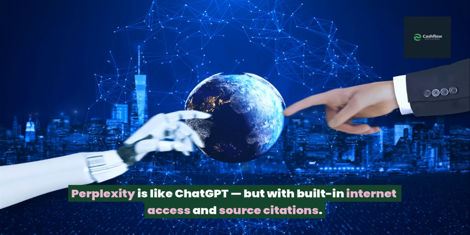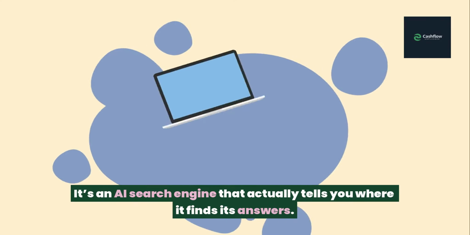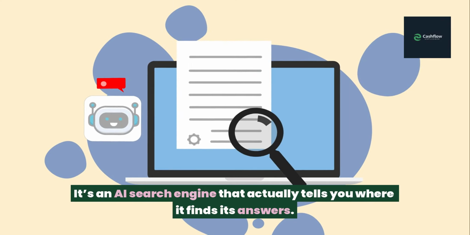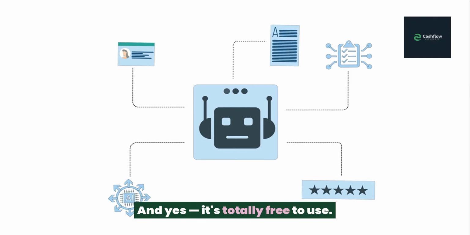Perplexity is like ChatGPT, but with built-in internet access and source citations. It's an AI search engine that actually tells you where it finds its answers. That makes it perfect for research, blog outlines, YouTube scripts, and affiliate content. And yes, it's totally free to use.